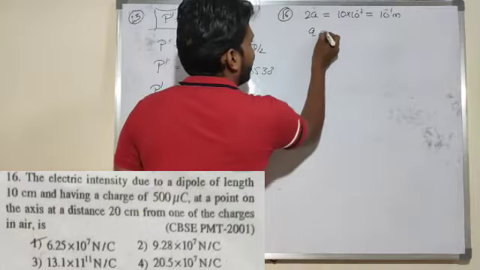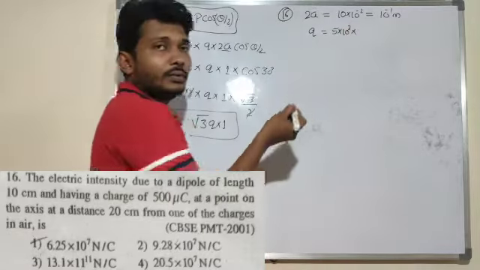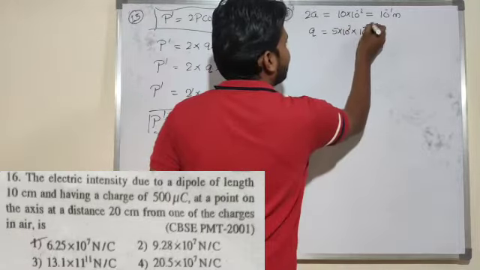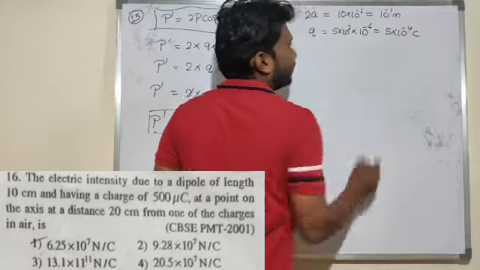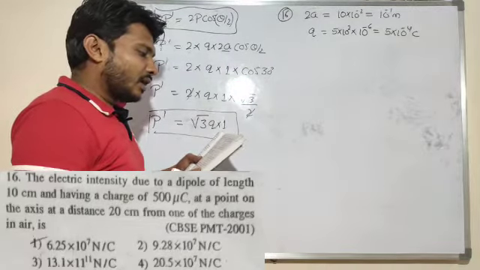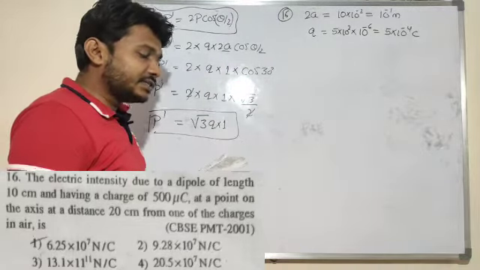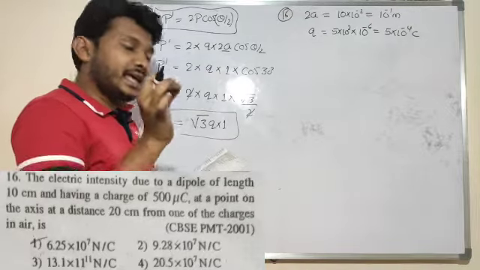What is the magnitude of the charge here? 500, 5 into 10 to the power of 2. Micro means 10 to the power of minus 6 here. Shall I take this one as 5 into 10 to the power of minus 4 coulomb here? At a point on the axis at a distance 20 centimeter from one of the charge in air is.